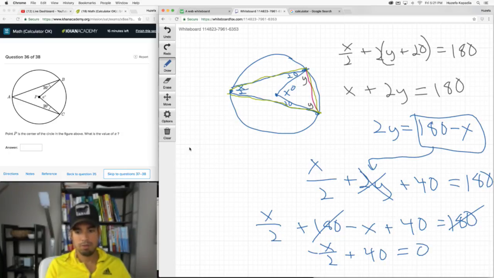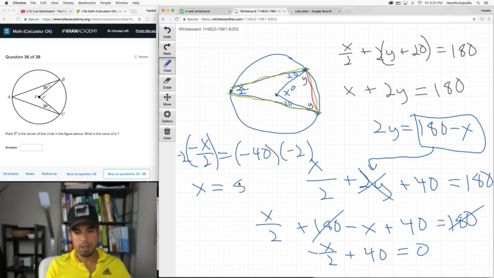I'm going to subtract 40 from both sides. Negative x over 2 equals negative 40. Multiply both sides by negative 2, and we get x equals 80. And that's it. So x equals 80.